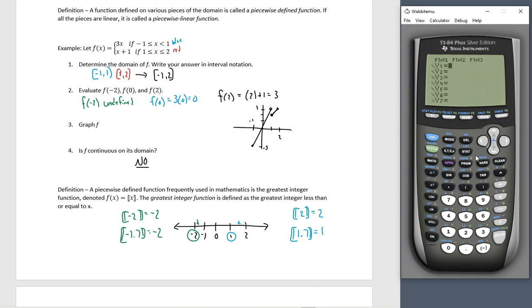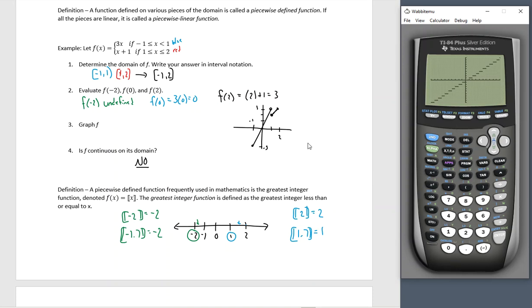If you want to graph the greatest integer function, you could go to the math menu, over to number, down to int, it's the integer function. And when you graph that, this is what it looks like. We frequently call this a step function. Step functions are a great class of piecewise defined functions that you see all over math.